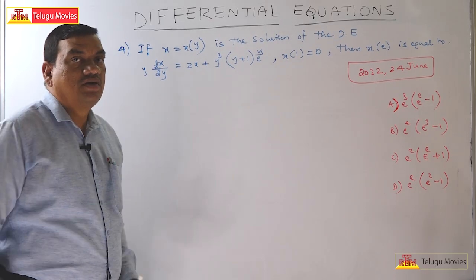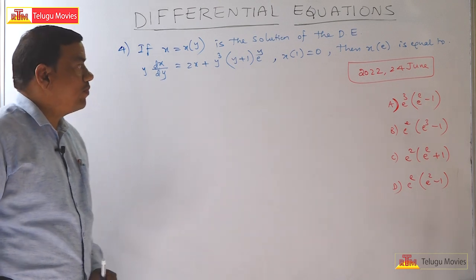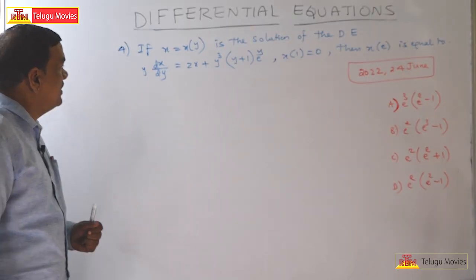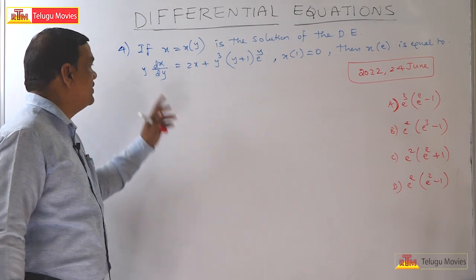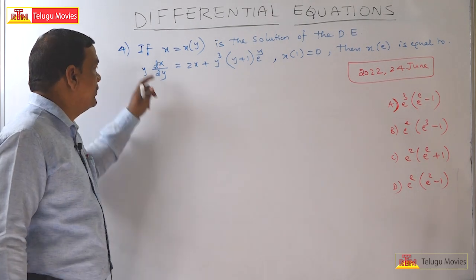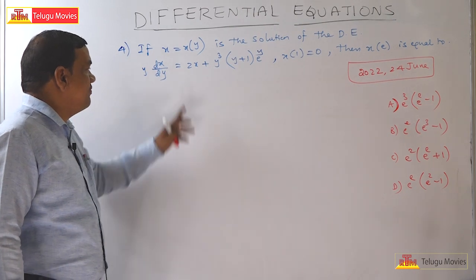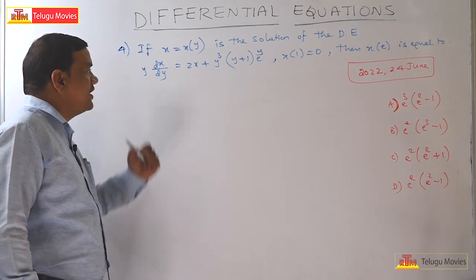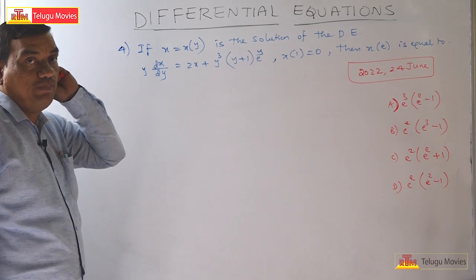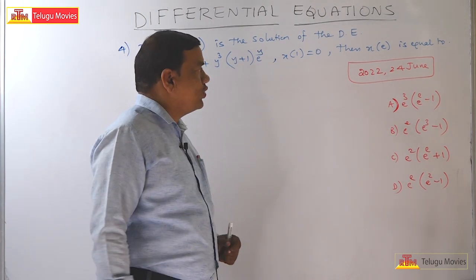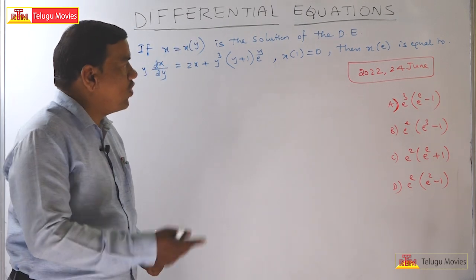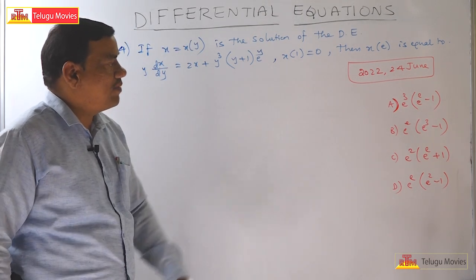Dear students, welcome to this fourth problem. The fourth problem is: if x is equal to x of y is the solution of the differential equation y into dx upon dy is equal to 2x plus y cube into y plus 1 into e power y, where x of 1 is equal to 0, then x of e is equal to, and the options are given.